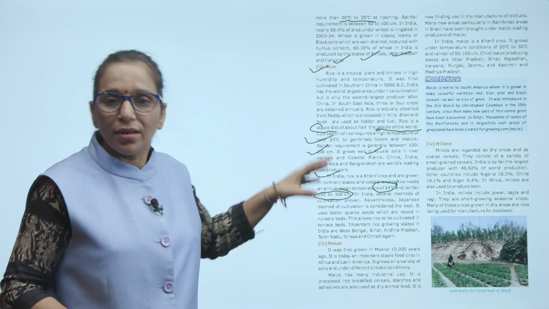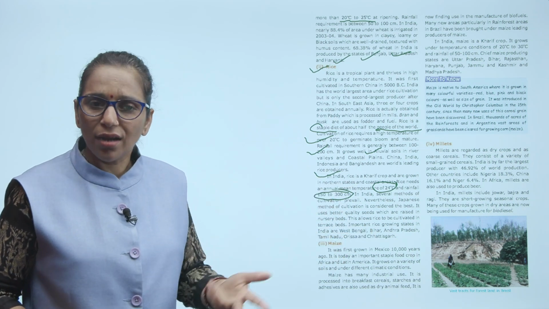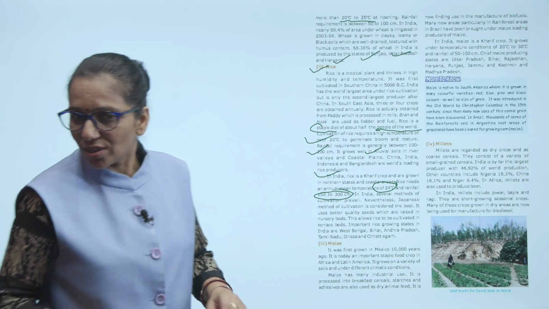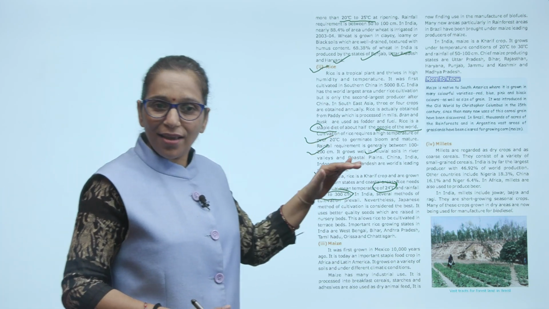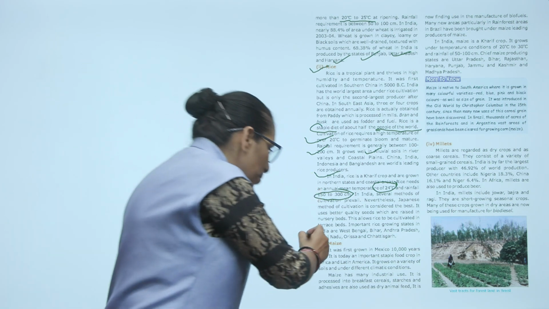So important rice growing areas in India are West Bengal, Bihar, Andhra, Tamil Nadu, Odisha and Chhattisgarh. So rice is the kharif and wheat is the rabi crop in India. Now moving to the maize.